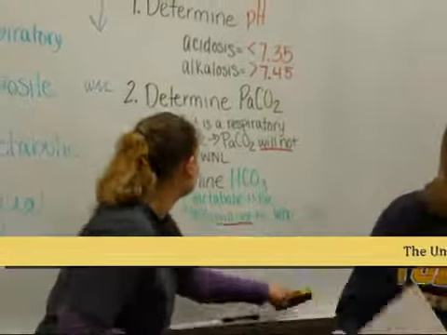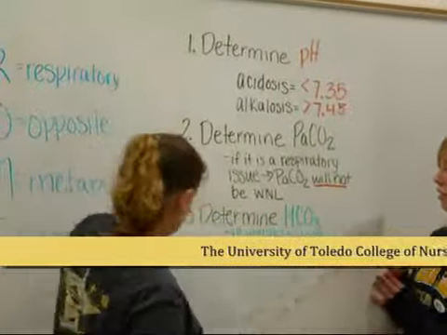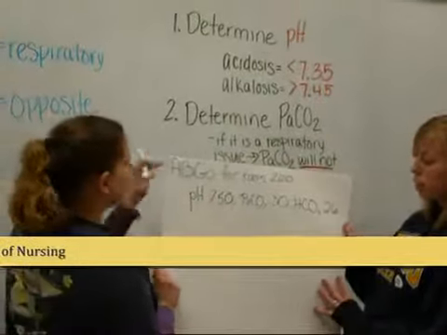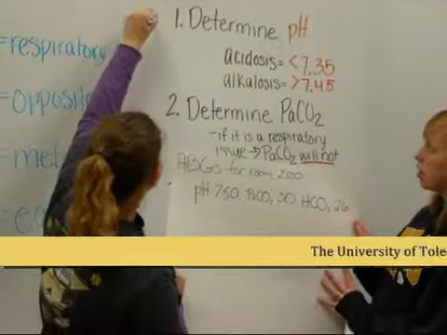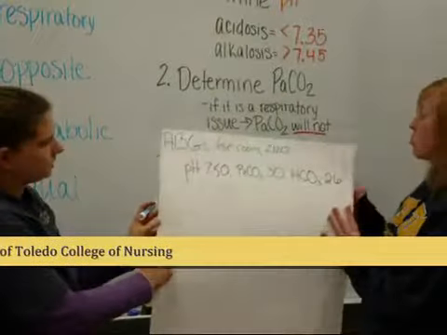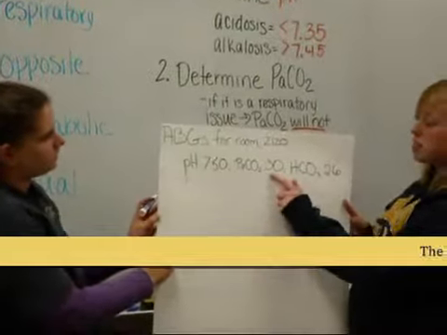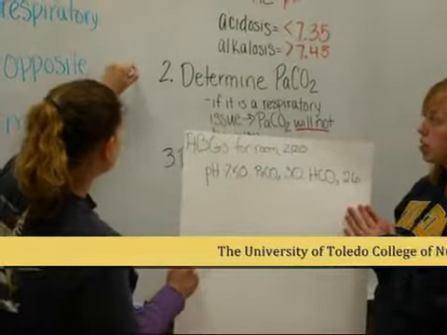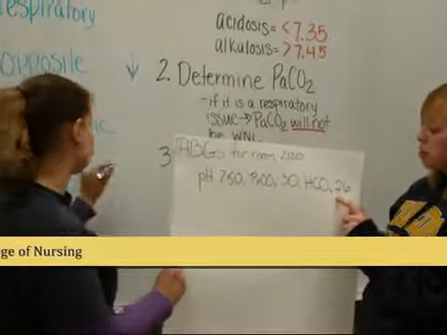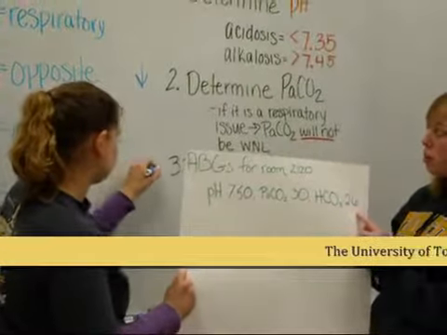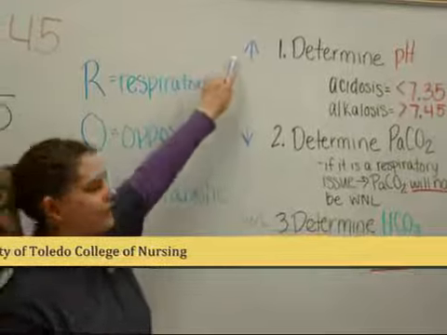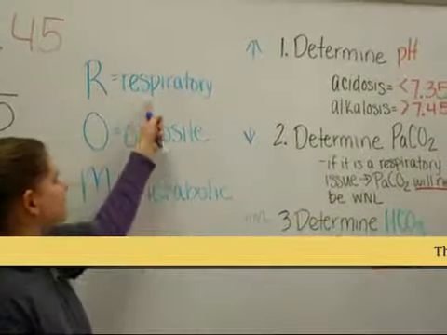Okay, so let's look at a respiratory issue. The pH is 7.50, which means it's high and it's an alkalosis issue. Next, you look at your carbon dioxide. The normal level is 35 to 45, so obviously this is low, which means it's a respiratory issue. But just to double check yourself, you should still check your bicarb, which the normal is 22 to 26, so that's within normal limits. Another double check is to look at ROME again. The arrows are opposite, and that means it's a respiratory problem.